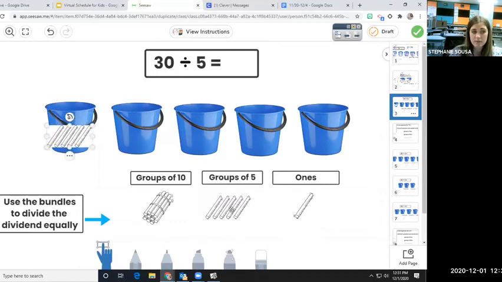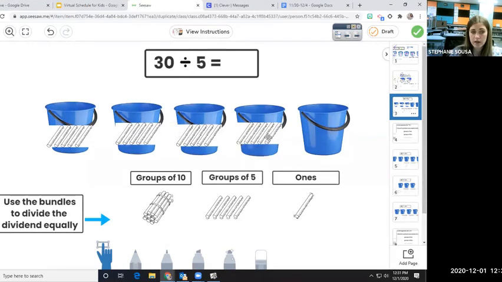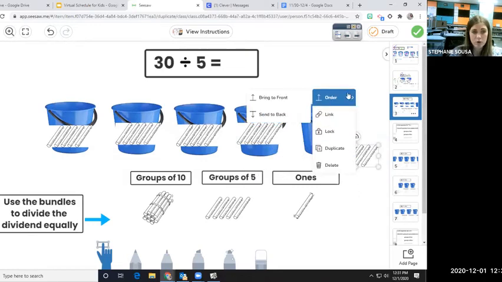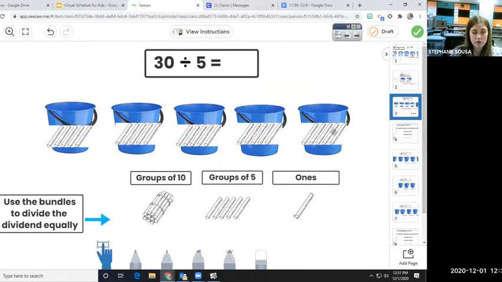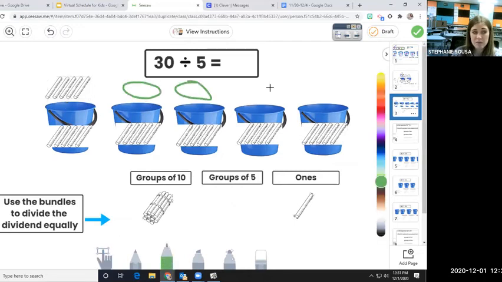5 in the first bucket, so that's 5, 10, 15, 20, 25. I don't know why that one's there. I'm going to order it and put it in the front. Order, bring to front. There we go. 25. Okay. I'm at 25 so far. 5, 10, 15, 20, 25. If I use another 5 to get to 30, uh-oh, that's not going to be fair because this bucket is going to be missing those 5s. So I can't use another 5.